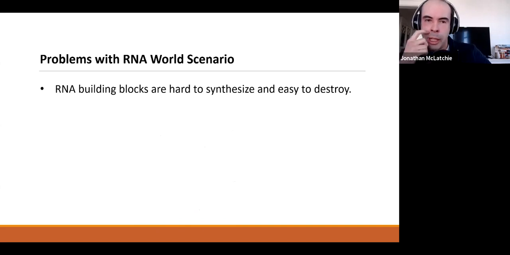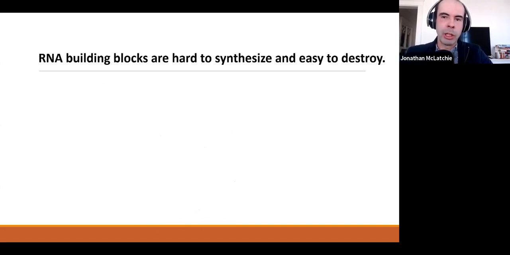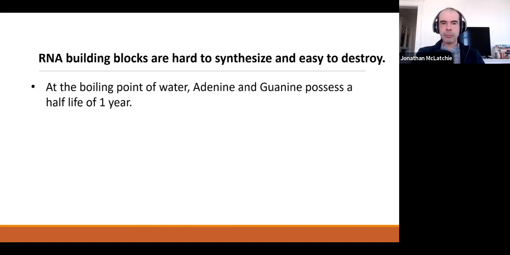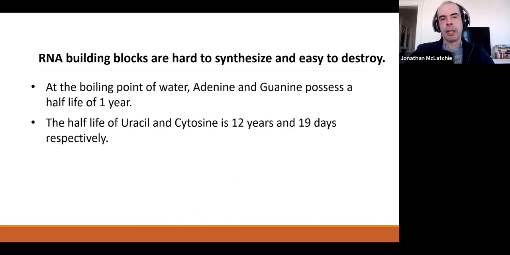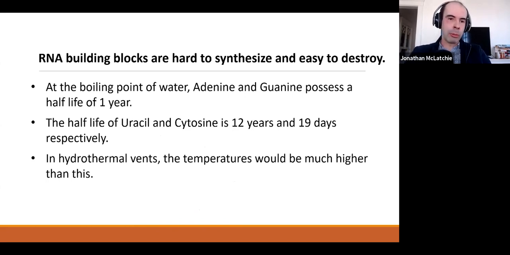One problem with the RNA world scenario is that RNA building blocks are hard to synthesize and easy to destroy. So at the boiling point of water, adenine and guanine possess a half-life of 1 year. These are nucleotide bases. The half-life of uracil and cytosine is 12 years and 19 days, respectively. And in hydrothermal vents, and it's the consensus among origin of life theorists that the origins of life took place in hydrothermal vents deep in the ocean, which get to very, very high temperatures. The temperature would have been much higher than this, much higher than the boiling point of water. So it seems unlikely that RNA would have been able to survive easily on the early Earth.